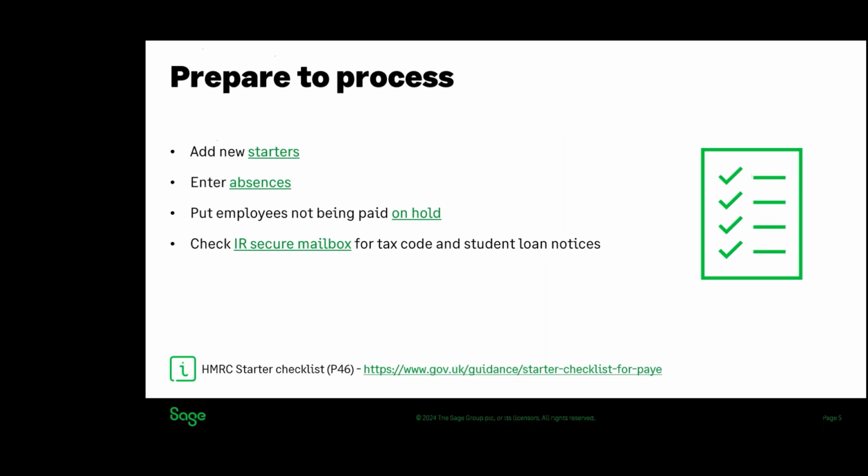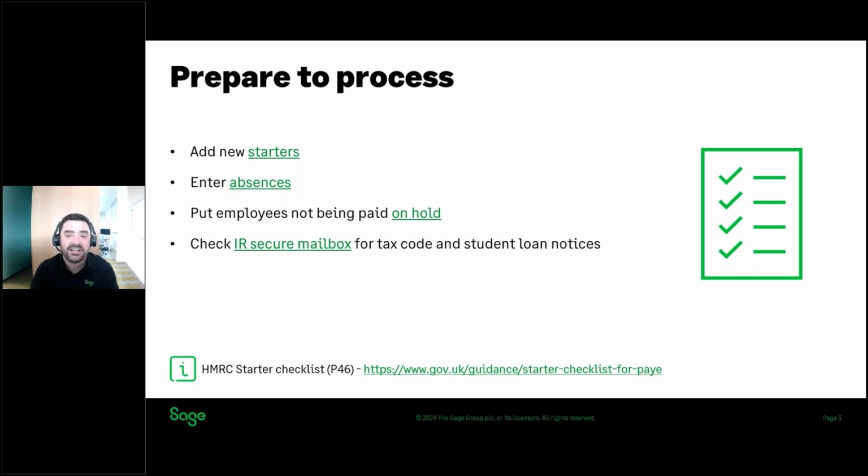So those are the preparation steps. Just as a quick recap, we started by adding a new starter. And if you select an existing employee, you can copy over certain information from that record. We then entered any statutory absences. And remember, you've got those recording links, which is a really convenient way of setting up the absence. If you've got employees not being paid, put them on hold. And then finally, if you get them online, check your secure mailbox for any new tax code or student loan notices. And that starter checklist, if you wanted to download that, there's a link to that on the slide.